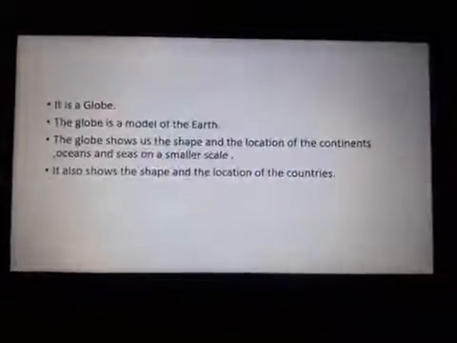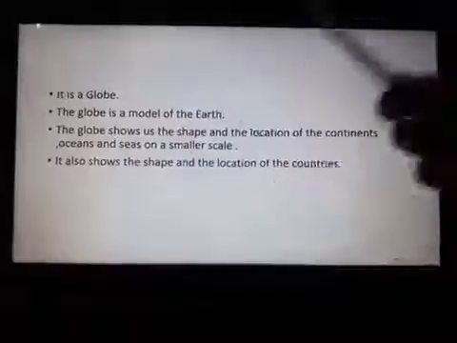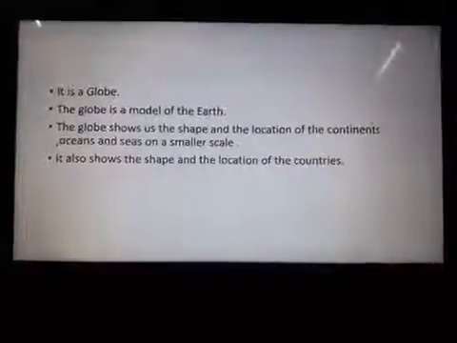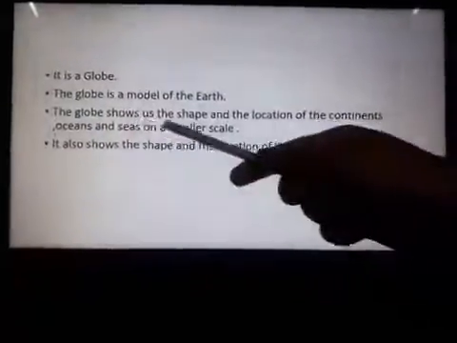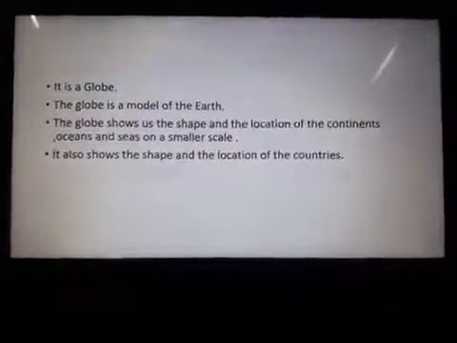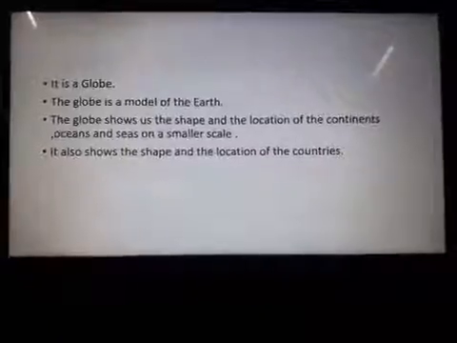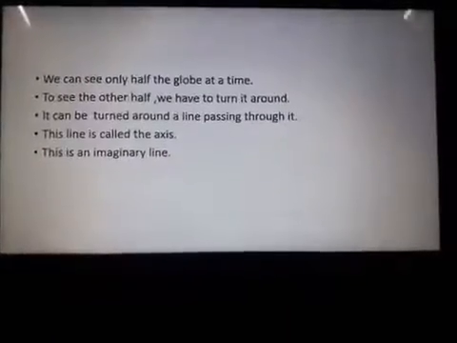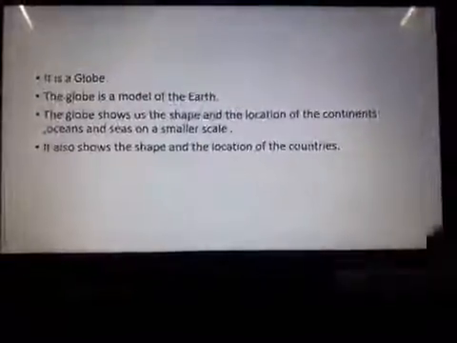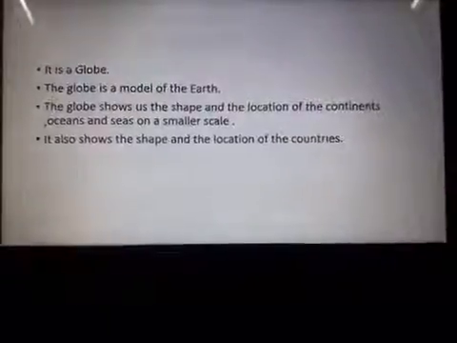Now we have to look at the picture and know what it is. This is the globe that we discussed. The globe is a model of the earth. It reflects the surface of the earth. It shows the shape and the location of the continents, oceans. It shows us the shapes of the continents, of the oceans, and of the seas. You can see the seas, continents, oceans, everything. It also shows the shape and location of the countries.